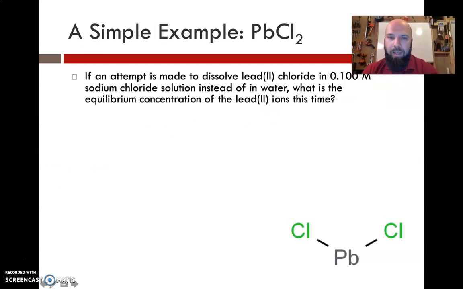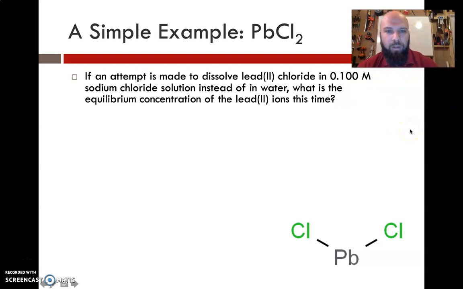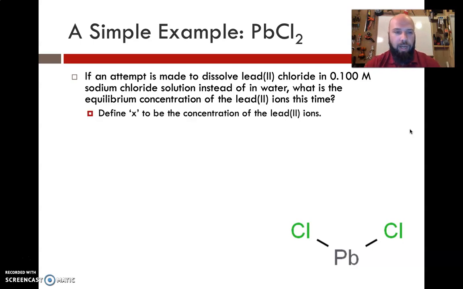Let's remember that in our first example we talked about lead chloride dissolving in water, and the KSP of that lead chloride was given. So now we're going to attempt to dissolve lead chloride in a 0.1 molar solution of sodium chloride and see what happens to those ions. X is going to be defined as the concentration of lead ions because that is our variable that is not known. The chloride ion concentration from sodium chloride is 0.10, so we know that concentration.